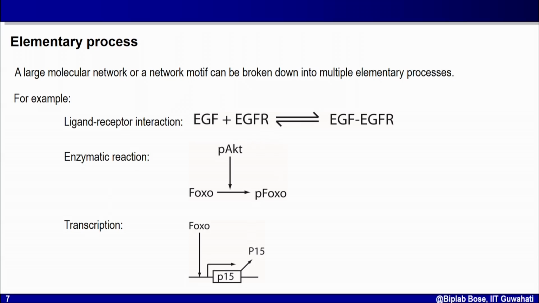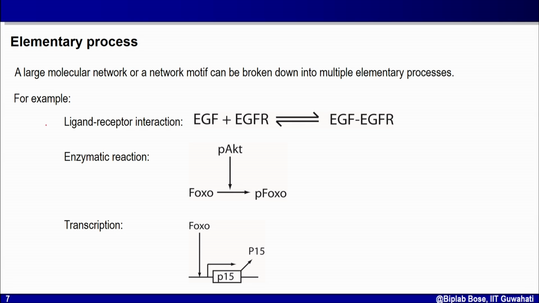What we have done till now, we have discussed that there are large molecular networks which control biological processes. Then we tried to understand what if I break them down into smaller sub-networks, which we call network motifs. Now network motifs can be broken down again into parts. If you remember, I said network motifs are made up of a handful of molecular processes. So what are those molecular processes? I can call each of these molecular processes elementary processes.